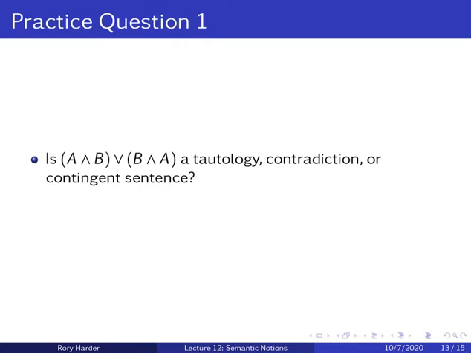So in order to answer this question, what we do is we construct the truth table for the sentence. And then once we have constructed it, we look at the column of T's and F's below the main connective, which in this case is the disjunction. And we see whether all of them are T's, and if they are, then it's a tautology. If all of them are F's, it's a contradiction. And if there are a mix of T's and F's, then it's contingent. So let us go ahead and create this truth table.